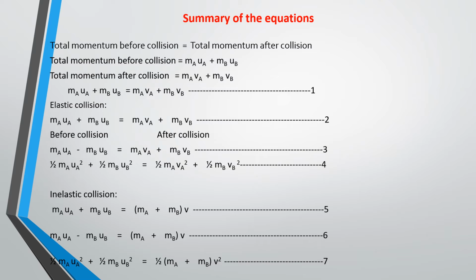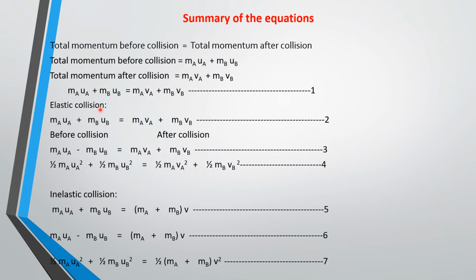So these are the summary of the equations that we just discussed. When you consider the two bodies that we talked about, A and B, their momentum before collision is MAUA plus MBUB, and their momentum after collision is MAVA plus MBVB, because V is their final velocities. From the law of conservation of linear momentum, their total momentum before collision is equal to their total momentum after collision, right?